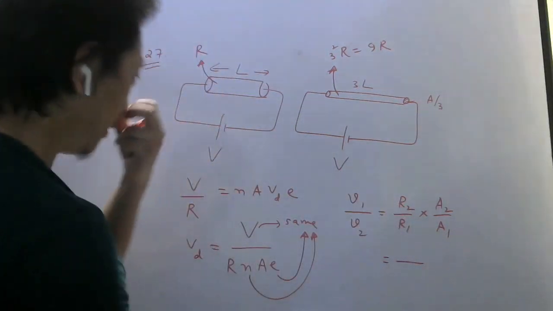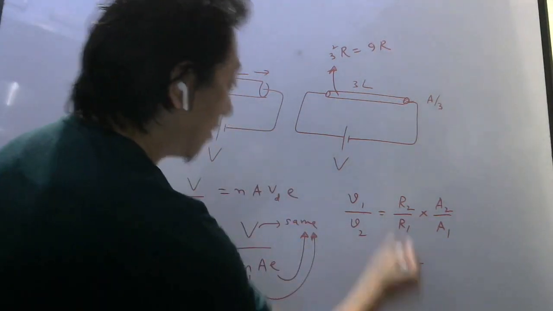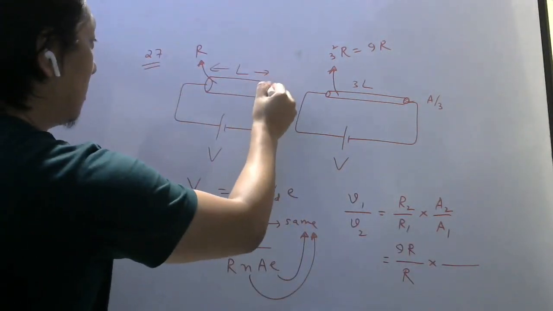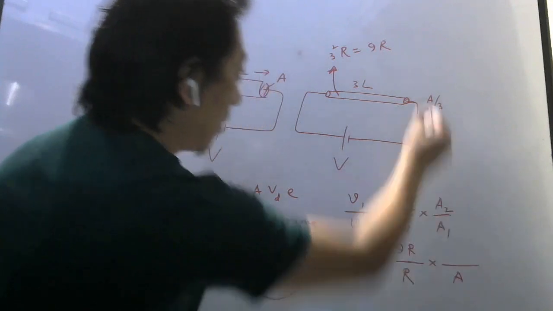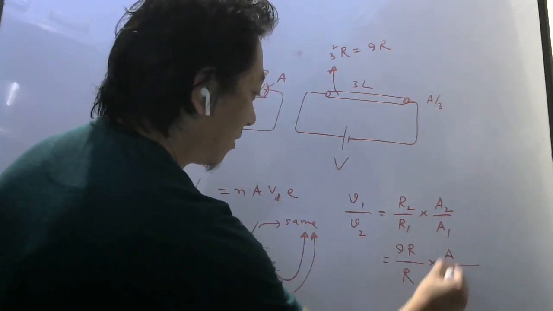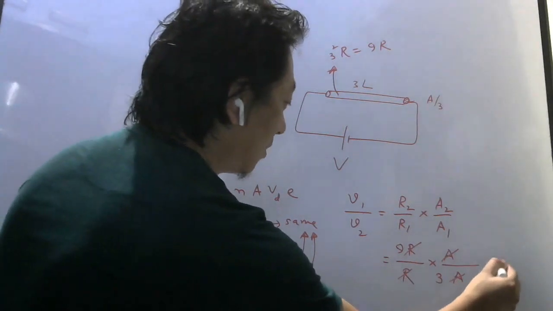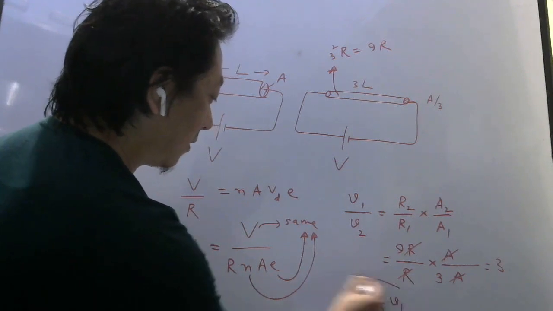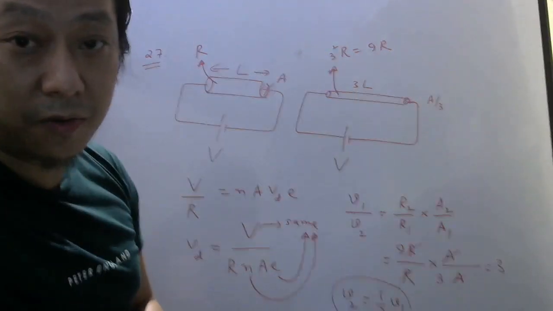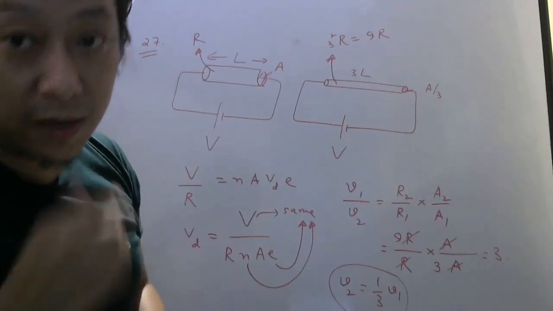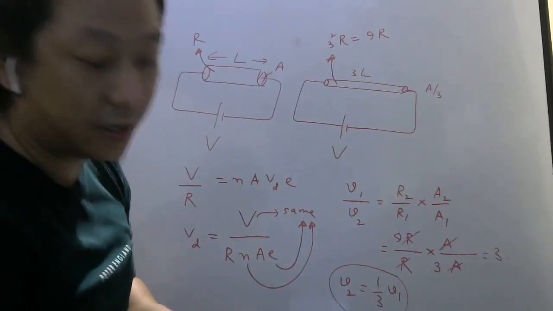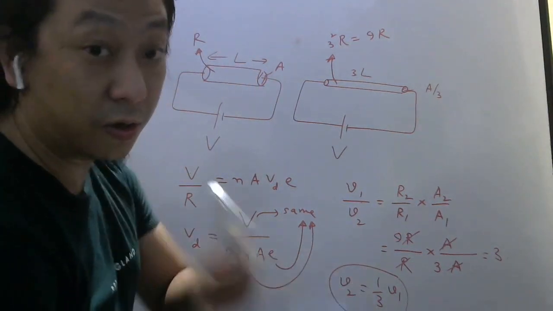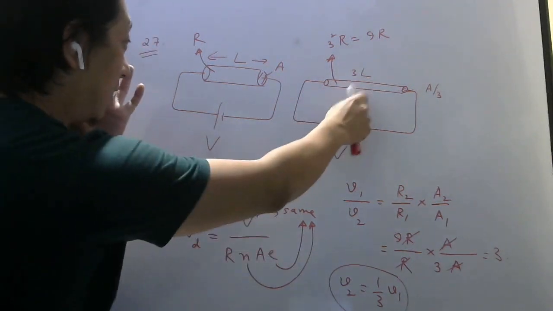Now what is the initial resistance? Initial resistance I have assumed R. Final resistance is 9R. Initial area if I say is A, final area is what? A by 3. So A cancels, R, R cancel, so it will be 3. So V2 will be, cross multiply, 1/3 of V1. So final drift velocity is 1/3 of initial drift velocity. Check once. So it will be 1/3, not triple, 1/3. So final velocity here will be 1/3.